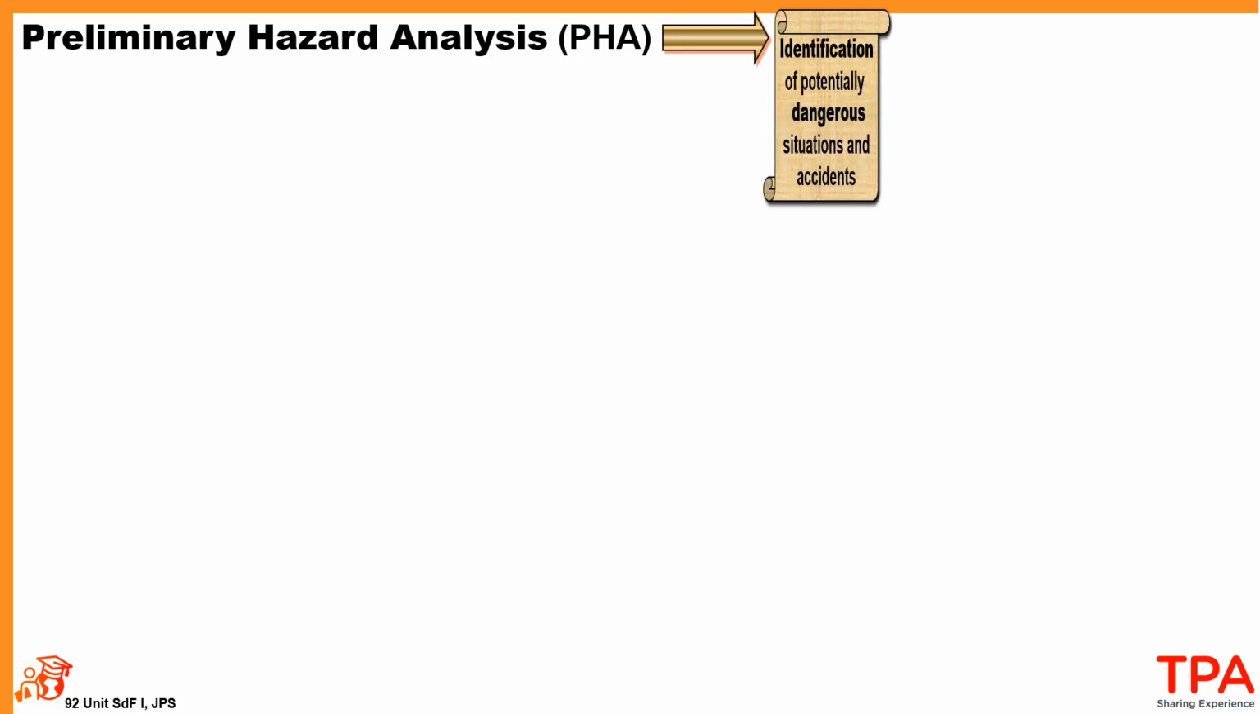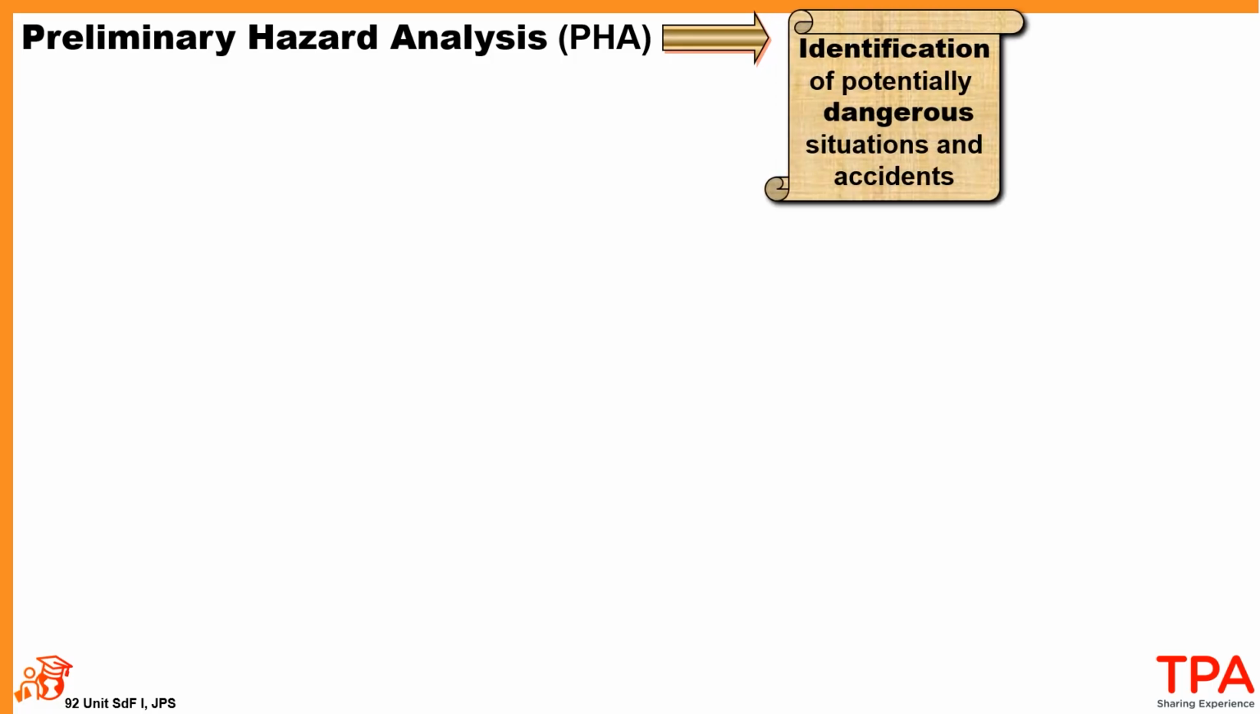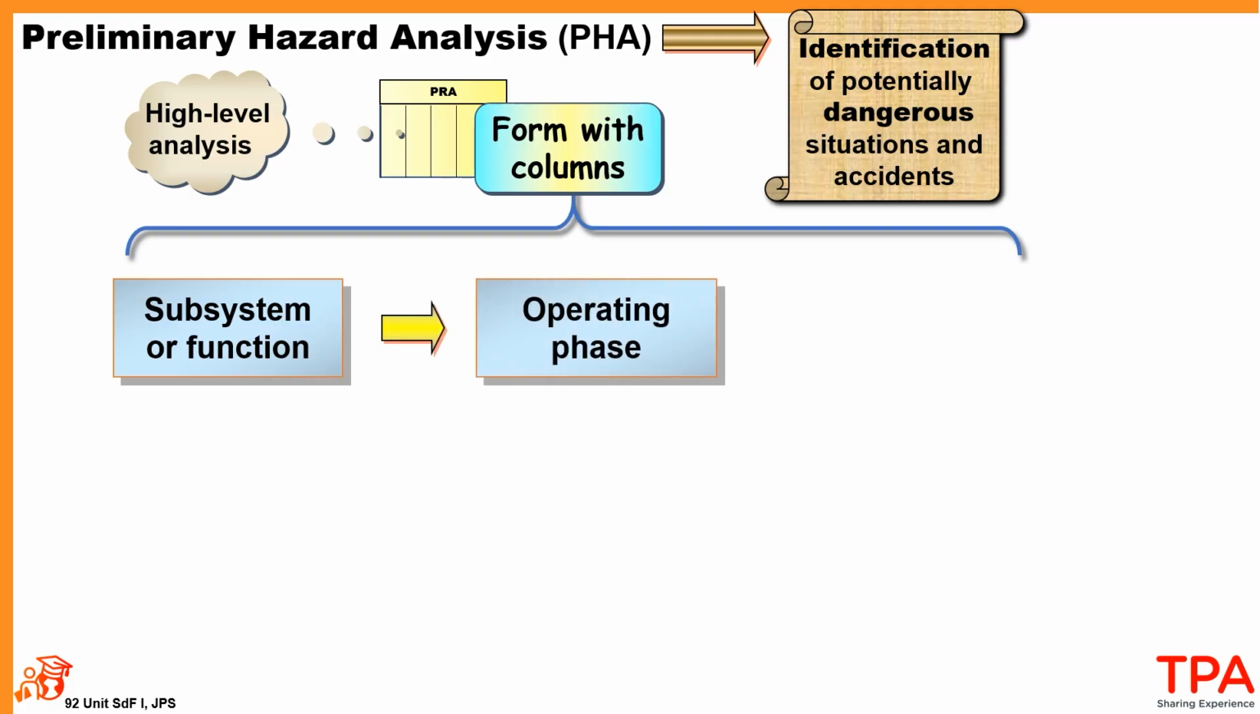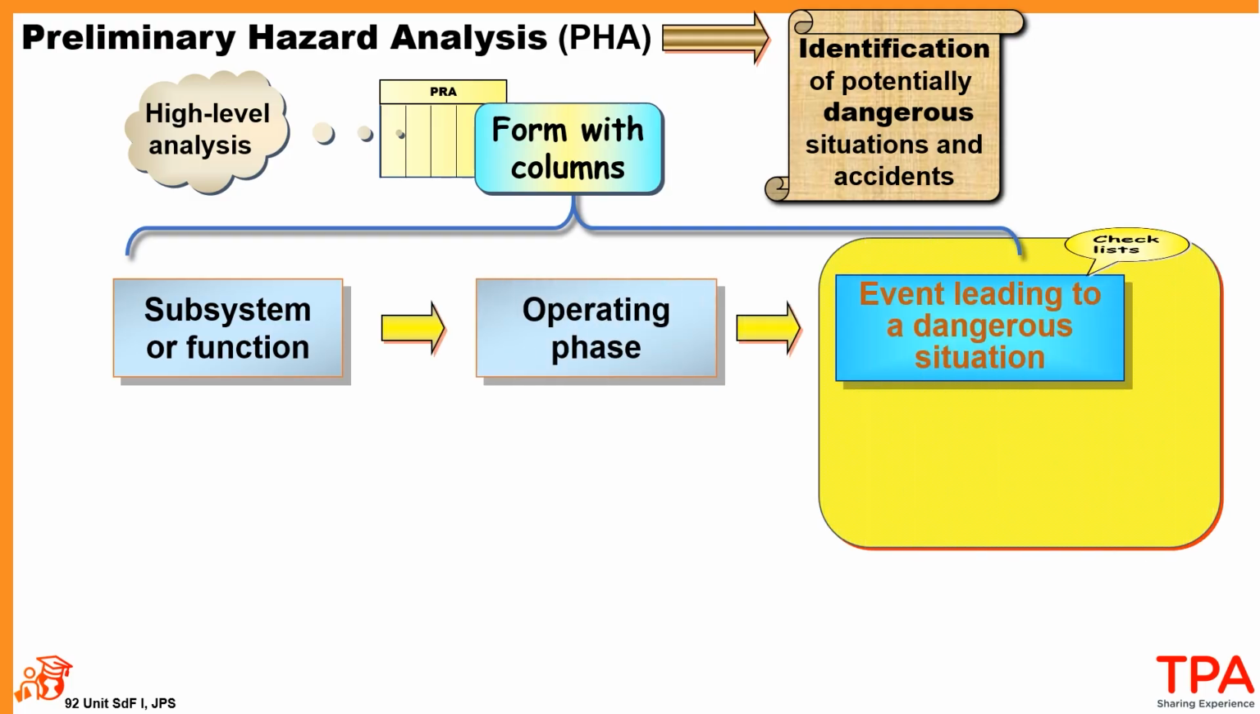Now let us look at how the preliminary hazard analysis can be handled. This approach aims to identify the hazard and then the potentially dangerous situations able to lead to incidents or accidents. It is undertaken by using a textual form with several standardized columns. The subsystem or function under analysis. The operating phase which is considered. And the events able to lead to dangerous situations. Pre-established checklists are generally available in order to make this analysis easier.